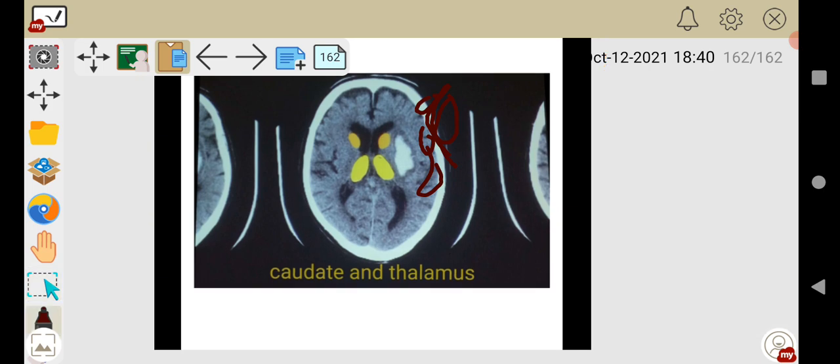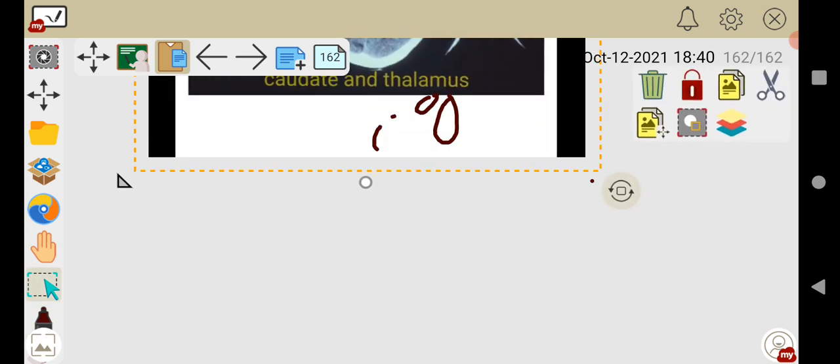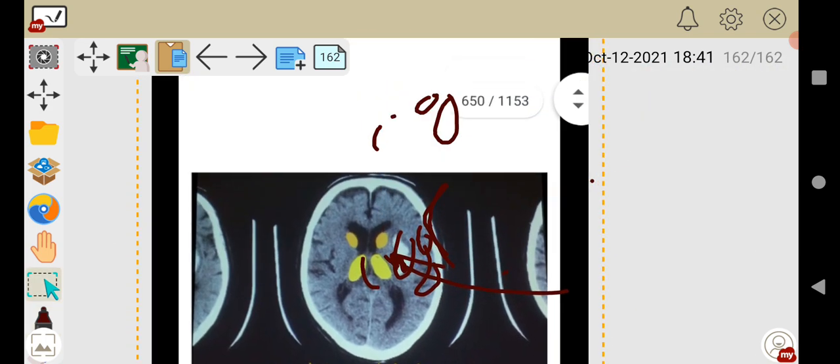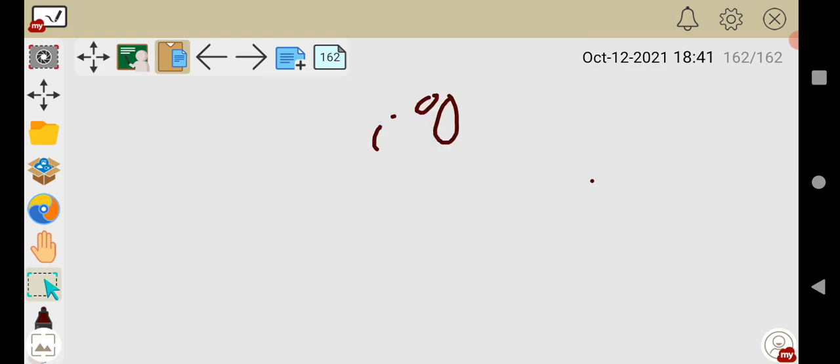Yeah, see, caudate nucleus, thalamus, lentiform nucleus. Here is globus pallidus, putamen. So any hemorrhage here is actually a putamen bleed or hypertensive bleed, correct? Chalo.